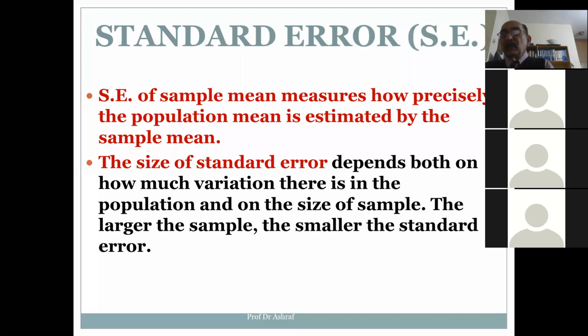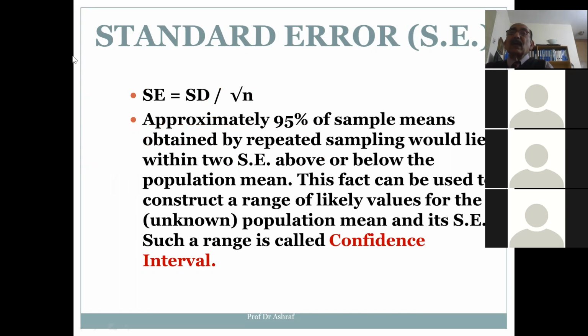So if you have a large sample size, standard error of the mean is standard deviation divided by n under root. This is the formula: standard deviation divided by the square root of n. So if you have a large sample, standard error will be small. Your study will be more precise.